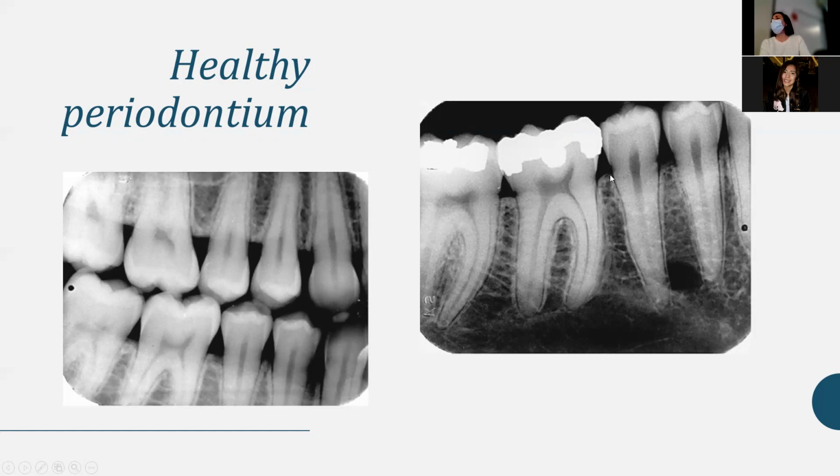This one, you can see it looks kind of flat and rounded. This one, sometimes it's just the quality of the film too. But in general, those are fairly good examples of healthy periodontium.